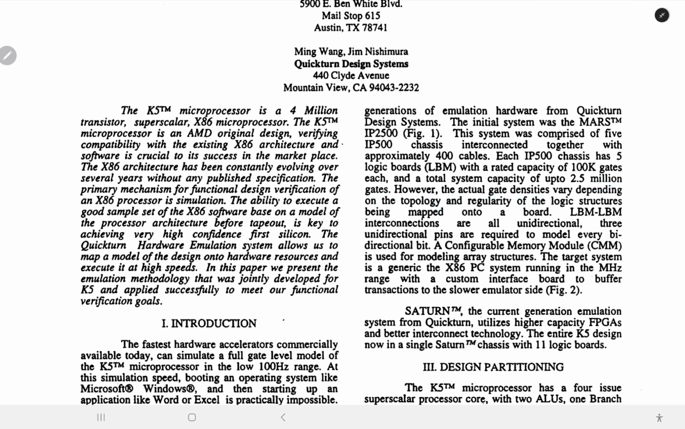However, the actual gate densities vary depending on the topology and regularity of the logic structures being mapped onto a board. LBM and LBM interconnections are all unidirectional. 3 unidirectional pins are required to model every bidirectional bit. A configuration memory module (CMM) is used for modeling array structures. The target system, a generic DX86 PC system running in the megahertz range, has a custom interface board to buffer transactions to the slower emulator side.